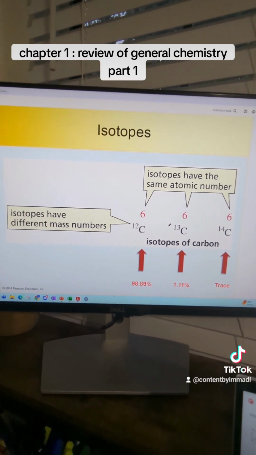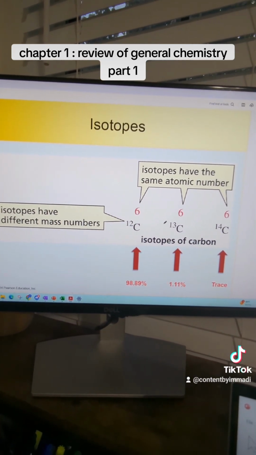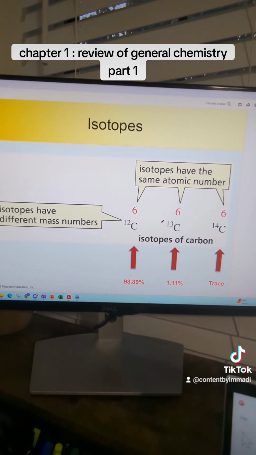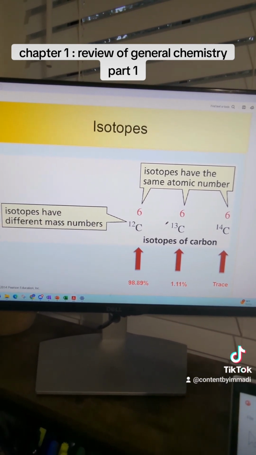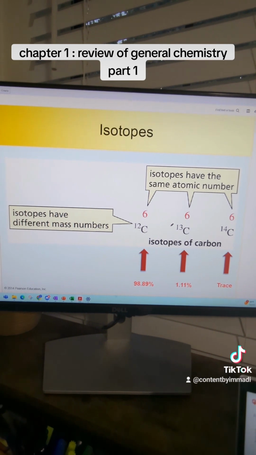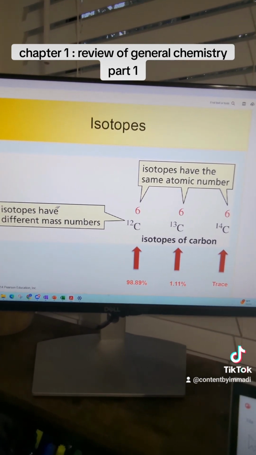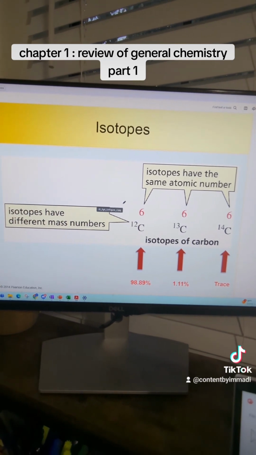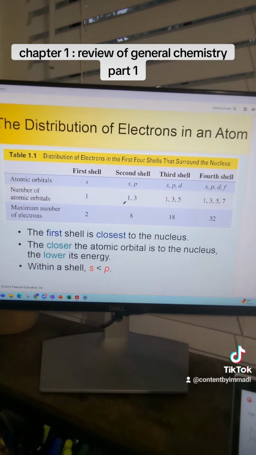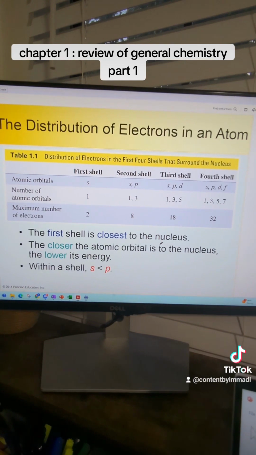And coming to the term isotopes. Isotopes have different mass numbers but the same atomic number. That means they have the same number of protons but different numbers of neutrons. So I know this is all something you already remember. This is more of a revision, a reminder of general chemistry for us.